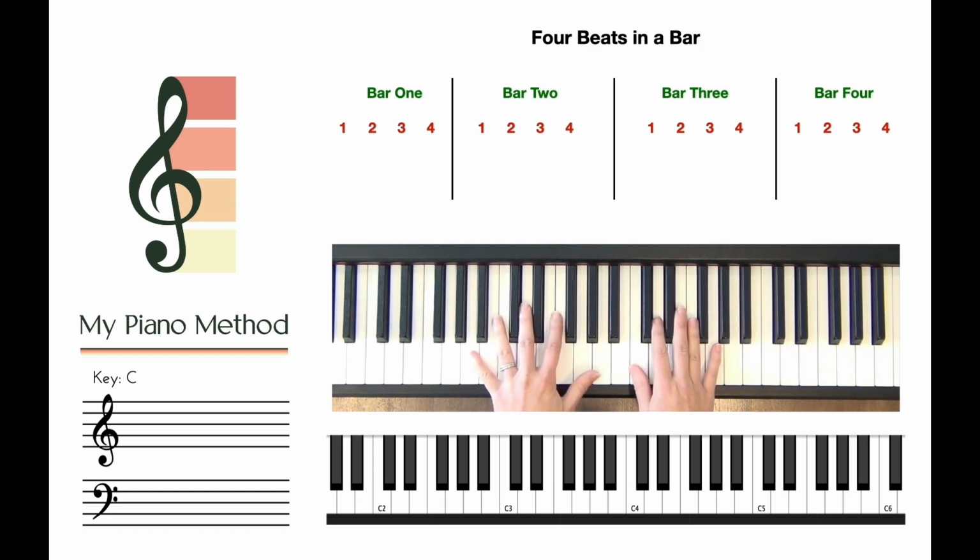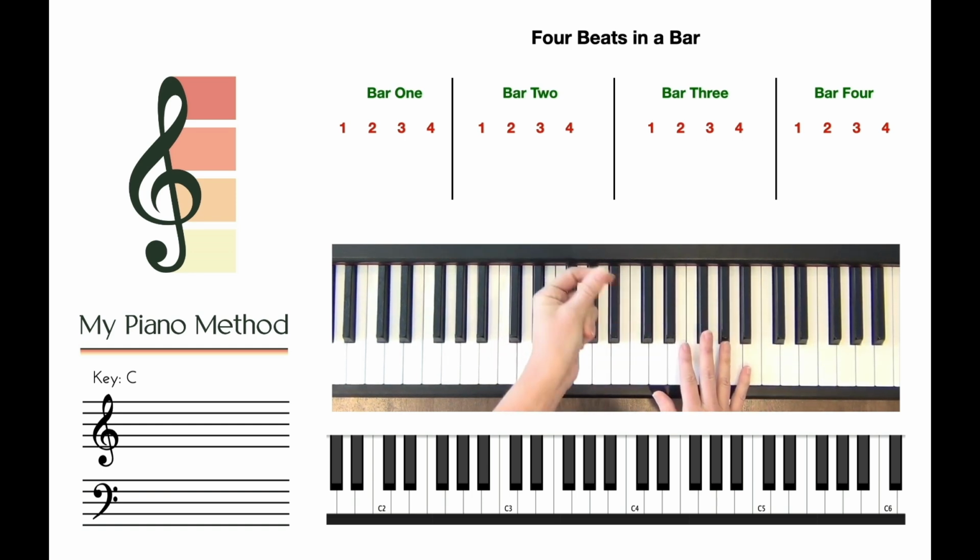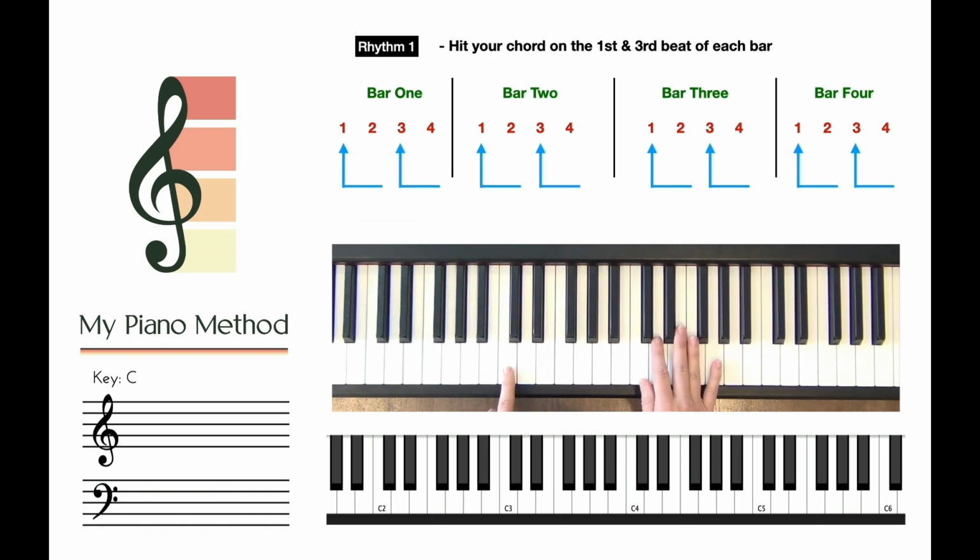So all of these rhythms have 4 beats in a bar, and you can see here that I've written the beats in red. 1, 2, 3, 4. And we have 4 bars that we're going to be playing. So it's a simple count. 1, 2, 3, 4. So to start with our very first basic rhythm, instead of hitting the chord once, we're going to hit it twice, and it's as simple as that.